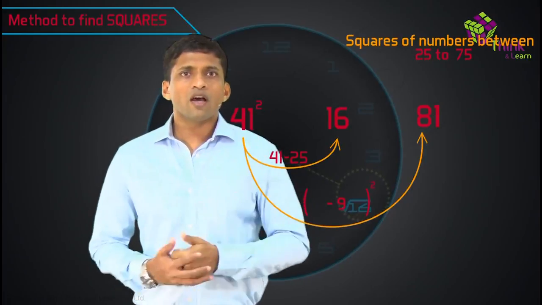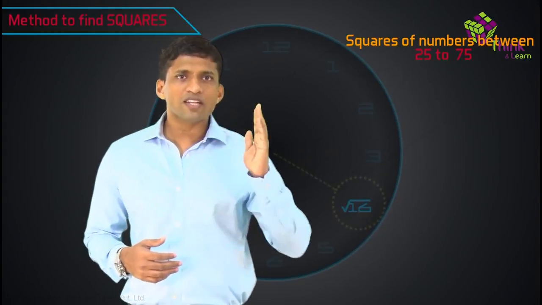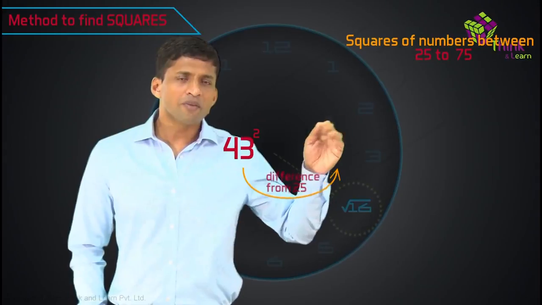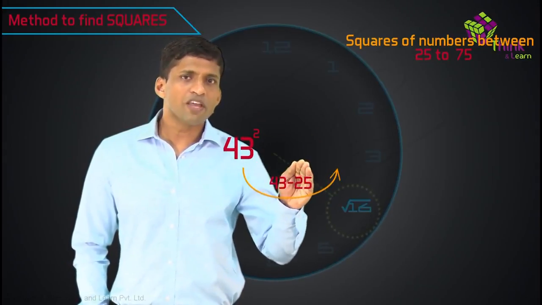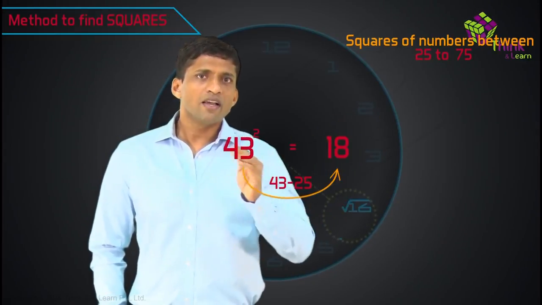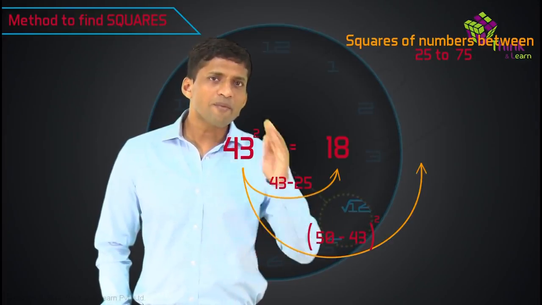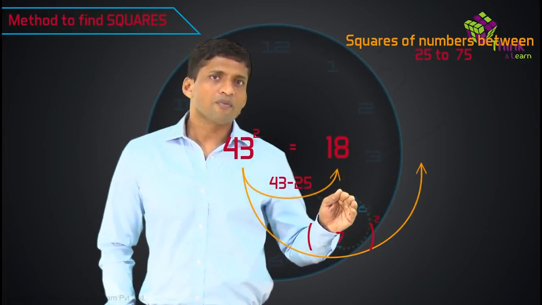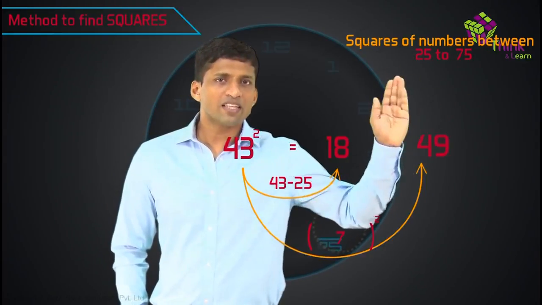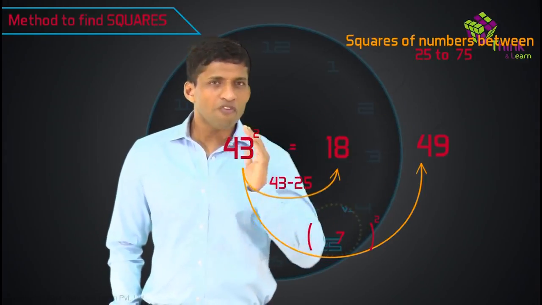So you will understand this with one more example. Let me take one more number here. To find 43 square, what we need to do is, take the difference from 25, that is 43 minus 25. So you get 18 as the first two digits. Then take the difference from 50. Now what is the difference from 50? 50 minus 43 is 7. You take the square of that. So you get 49 as the last two digits. So what is 43 square? 18, 49. Very simple, right?